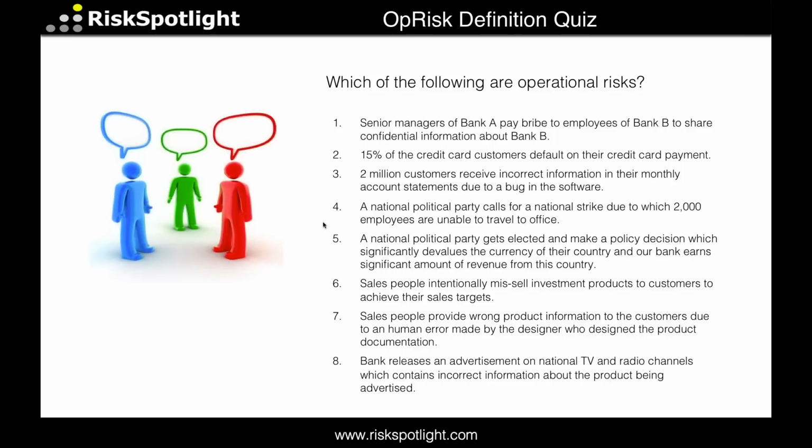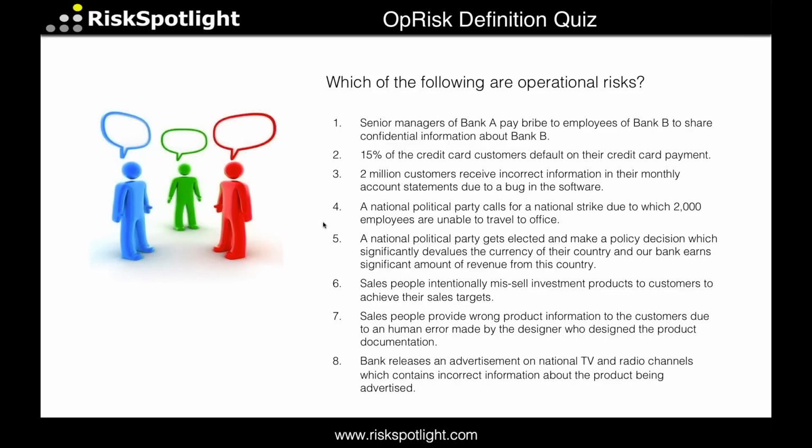The 7th one: salespeople provide wrong product information to the customers due to human error. So somebody, when they were writing that product documentation, made an error, and we end up giving wrong information about our products to the customer. Again, if it was just a human error, then it's a people-related failure. If it was process, then it could be a process-related failure. So it's definitely an operational risk.